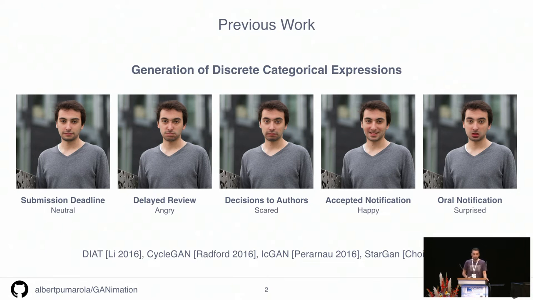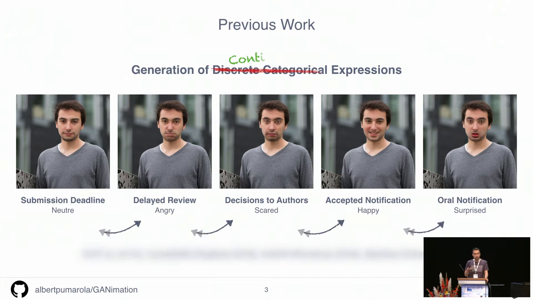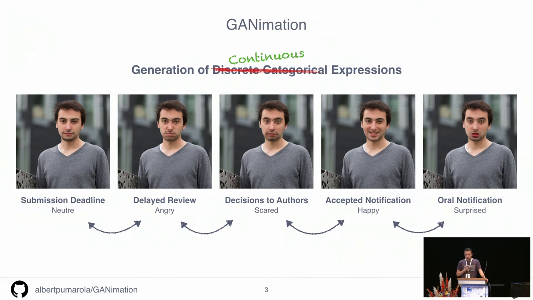So this clearly exemplifies what previous methods were capable of doing, which is generating expressions out of a discrete set of emotion categories, like angry, scared, happy, and surprised. But it would be way more interesting if we could not only generate these images, but also interpolate between them. And this is exactly what our work is capable of doing. Here you can see the results of our model, not only generating the expressions, but also interpolating between them in a realistic way. In fact, all these frames are generated. There's not a single one which is real.